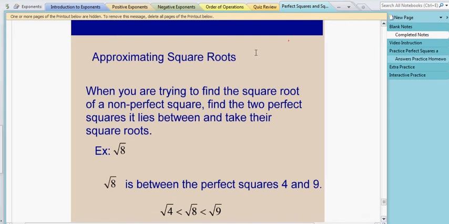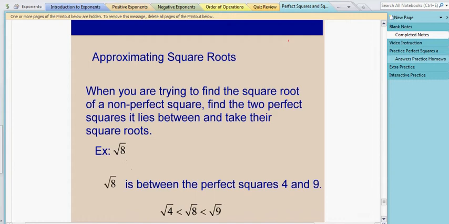Now we're going to talk about approximating square roots. Sometimes, as we've noticed, we end up with square roots of numbers that are not perfect squares. We can approximate the value of the square root without using a calculator. So let's look at the example of the square root of 8.